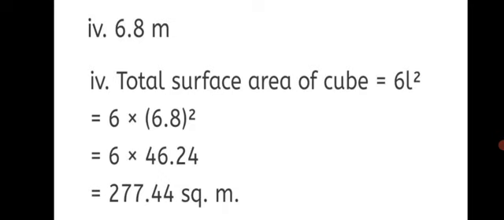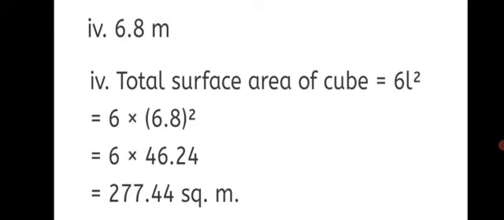Sub question number 4. 6.8 meter is the side of the cube, and you have to find total surface area of the cube. So write the formula. Total surface area of cube is equal to 6L square. L is how much? It's given in the question, 6.8 meter. So write down 6.8. Don't forget to put bracket and write the whole square. Now solve it. 6.8 multiply by 6.8 in rough work. Then you get the answer 46.24. 46.24 into 6, final answer 277.44 square meter. This way we have solved sub question number 4.